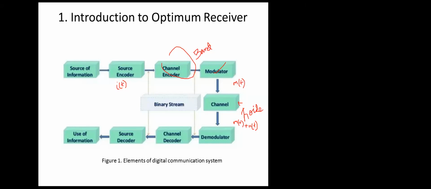When we are trying to remove the noise, obviously we are going to use filters. Do you agree? These filters are present at the demodulator end. After demodulation, after recognizing our original signals, which we receive from the source encoder or modulator and transmitter, we are going to decode again, and then finally give the user the information. So in this chapter, we are going to concentrate on this part.